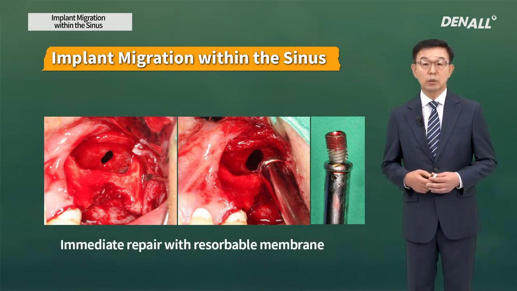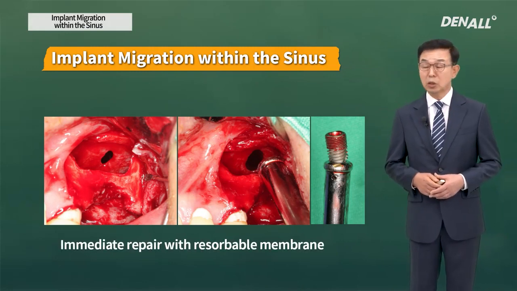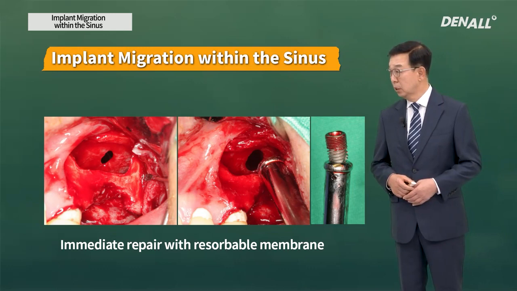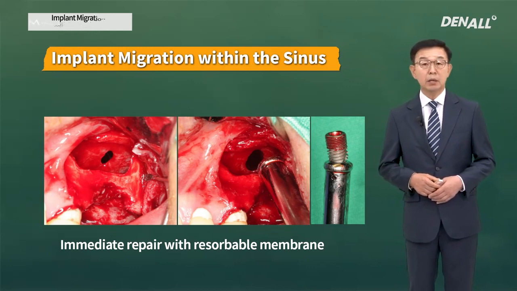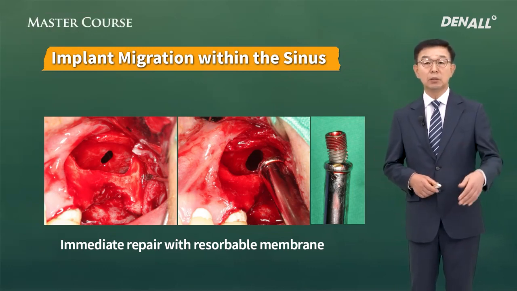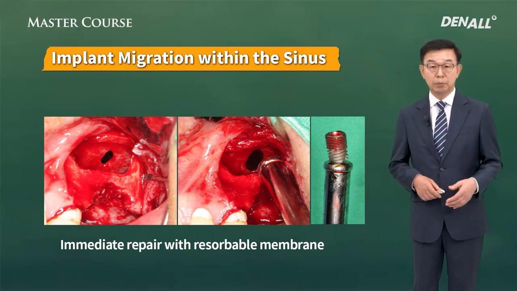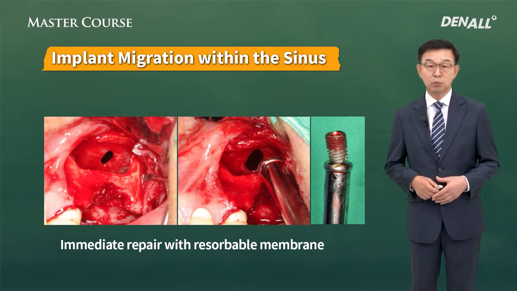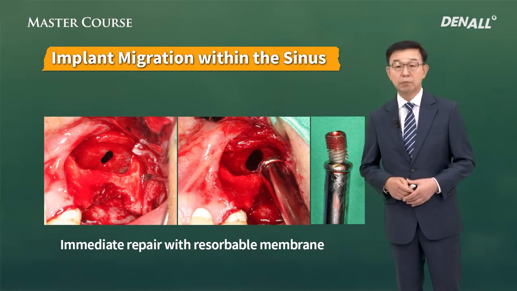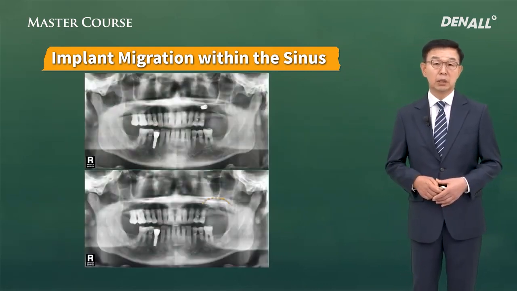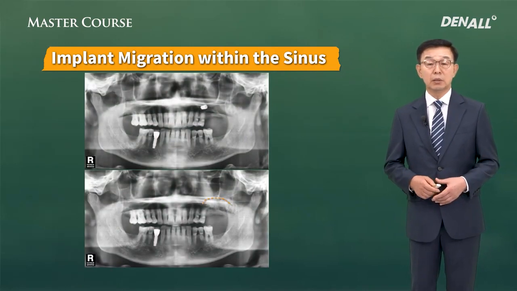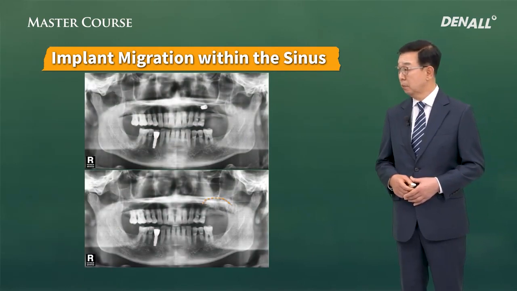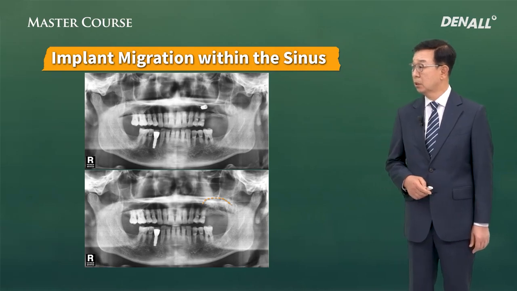In this case, if you're confident or if the sinus membrane is sound, you can repair the sinus membrane immediately using a resorbable membrane and do bone graft. You can decide whether to place the implant as you do the bone graft or to wait. In the case of this patient, the implant was removed, the sinus membrane was repaired, and bone graft was done at the same time.